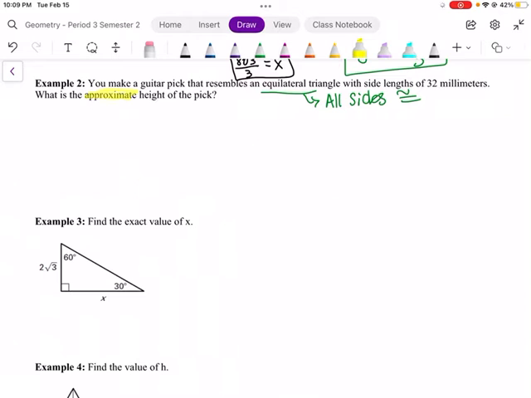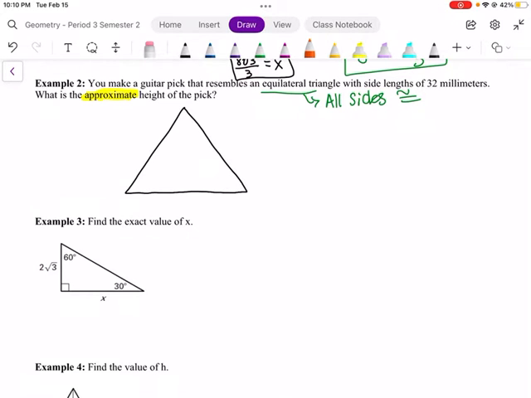What is the approximate height of the pick? And right here, approximate is the key word. If it tells you that, approximate, estimate, or about, you can round your answer. That is basically giving you permission to round your answer. So let's go ahead and start plugging in what we know. But in order to do that, we need a picture.